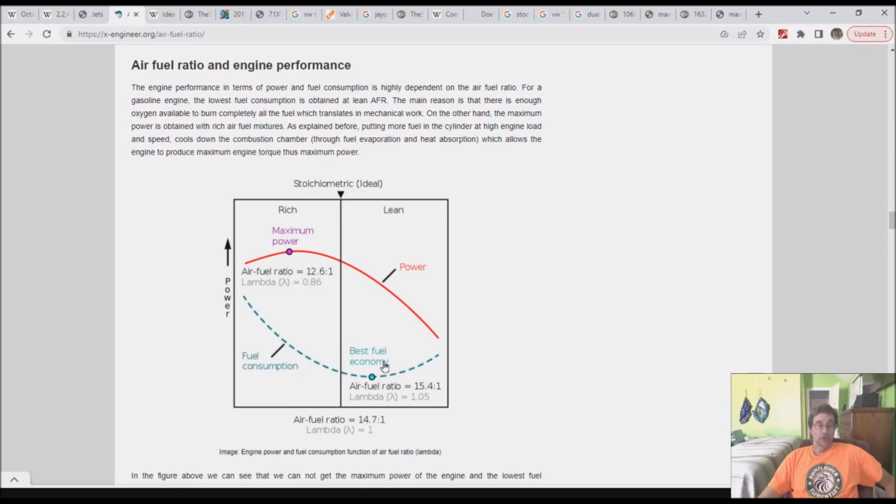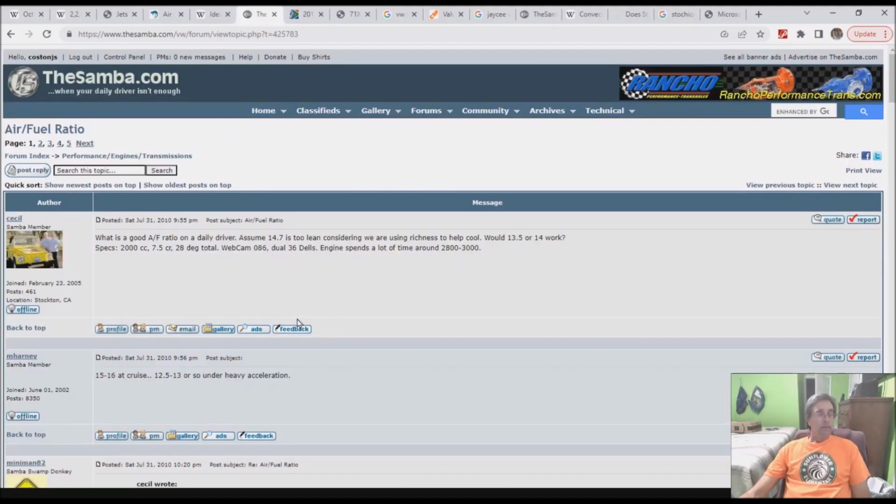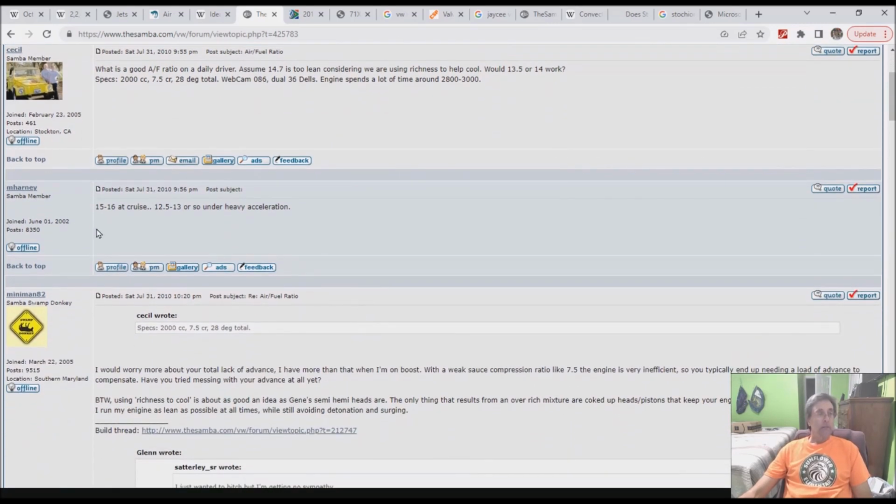You want your car to run cool most of the time, you stay on the lean side. So this notion that we run rich, that these motors like to run rich to run cool, is in fact false. So we come over to the Samba, and we've got just a general air-fuel ratio write-up that's in performance engines and transmissions. Like I said, a lot of fuel injection guys here. And they all come in here and they start chiming in. 15 to 16 at cruise, 12 and a half, 13 or so under heavy acceleration. This is what their fuel injection systems have been doing to optimize their motors.